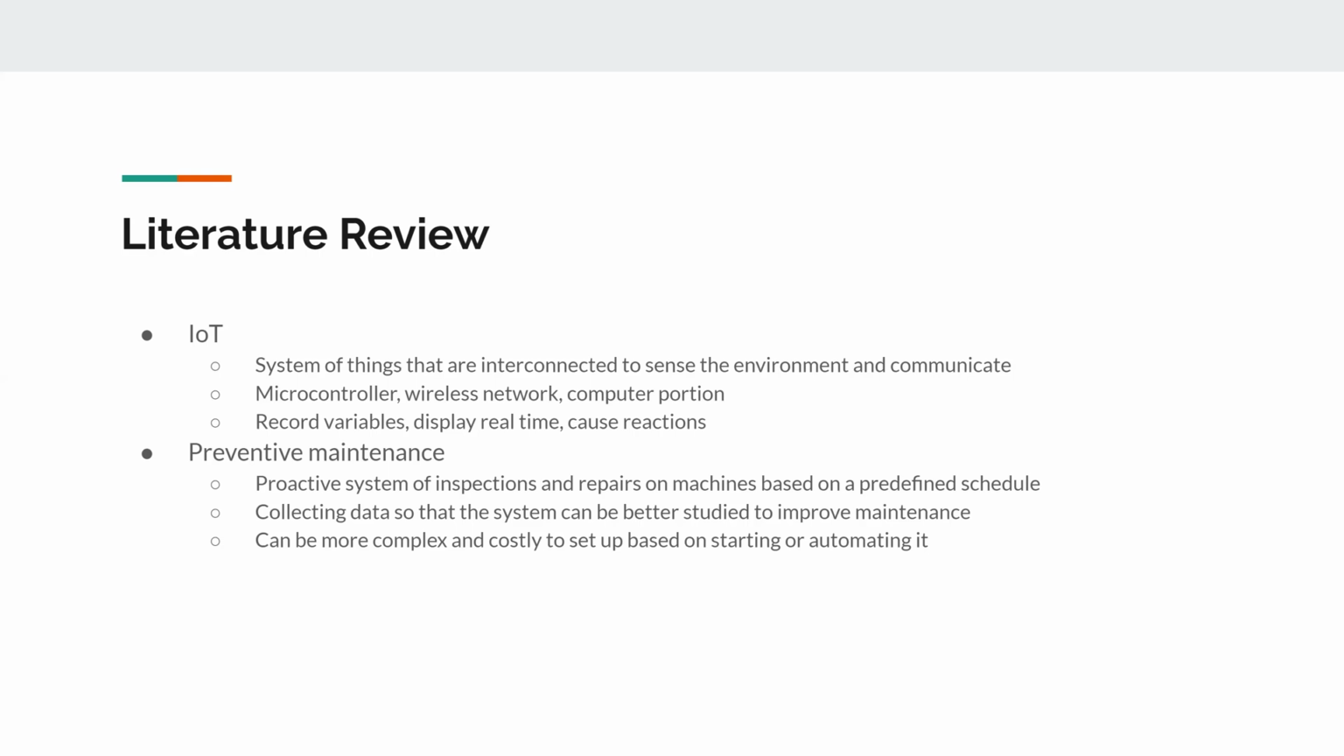The next topic in which we specifically want to look at IoT is preventive maintenance. Preventive maintenance can be seen as a system of maintenance where we're trying to be proactive in terms of inspecting and repairing machines. It's usually based off of a predefined schedule or algorithm of some sort, so that we're continuously watching it and repairing it when it needs to be, ideally before it breaks down. We're not just waiting for it to break down and then fixing it. We're trying to be proactive.